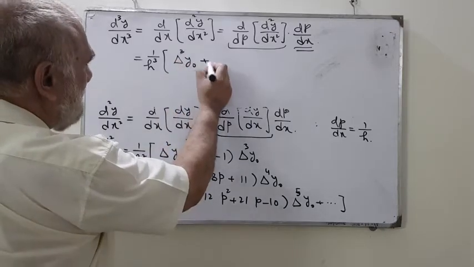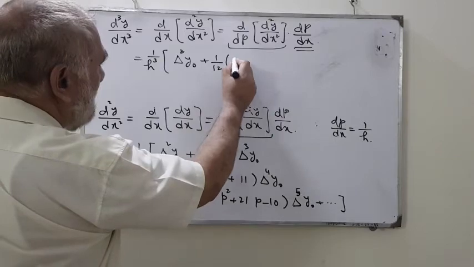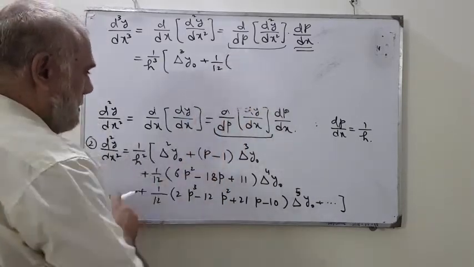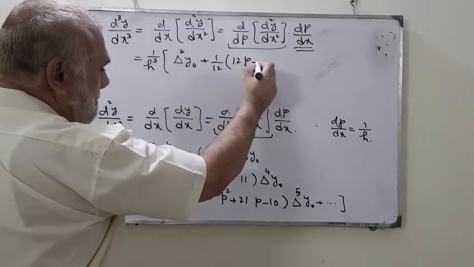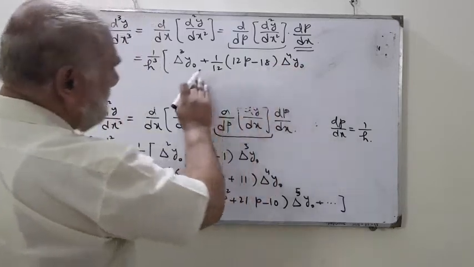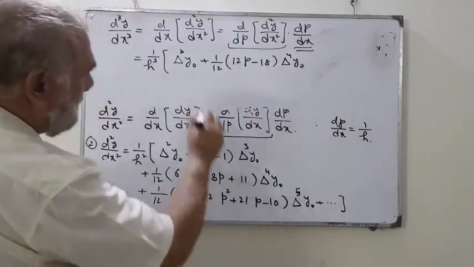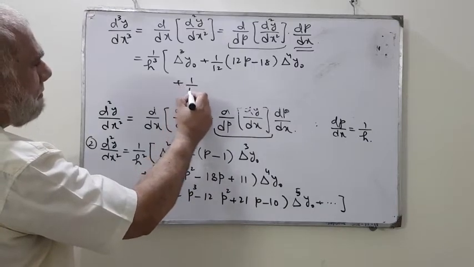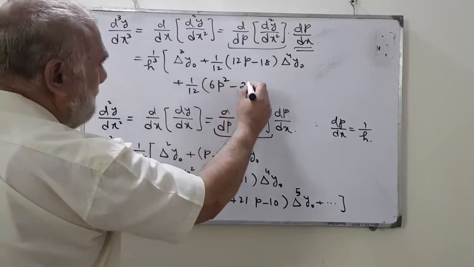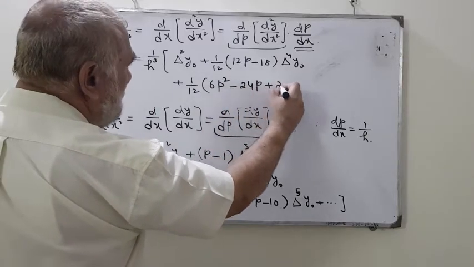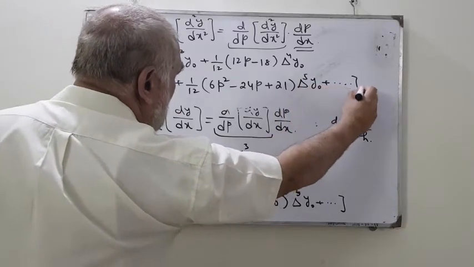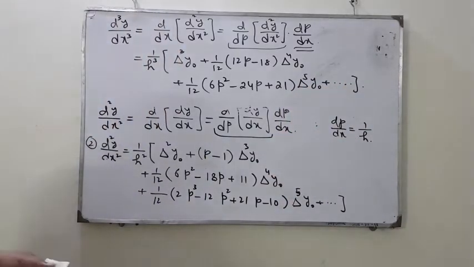From the next term it gives you 1 by 12 inside 6p square, this is 12p minus 18 into del 4 y0. You can simplify it yourself, and from the last term we get plus 1 by 12 inside this gives you 6p square, 24p and plus 21, and delta 5 is outside. So this gives you the third formula.